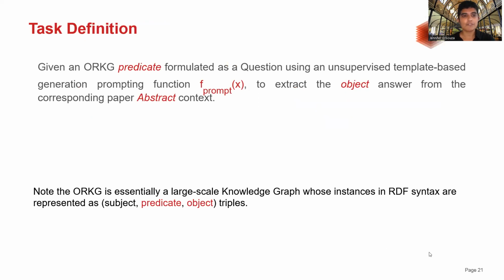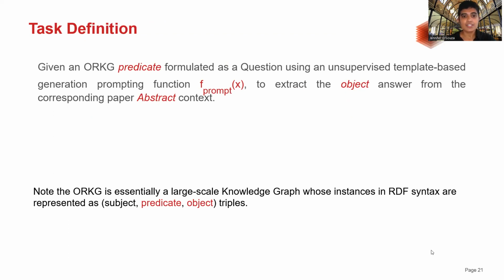Let's start with the task definition of our work. The task definition reads as follows: given an ORKG predicate formulated as a question, using an unsupervised template-based generation prompting function, extract the object answer from the corresponding paper abstract context.